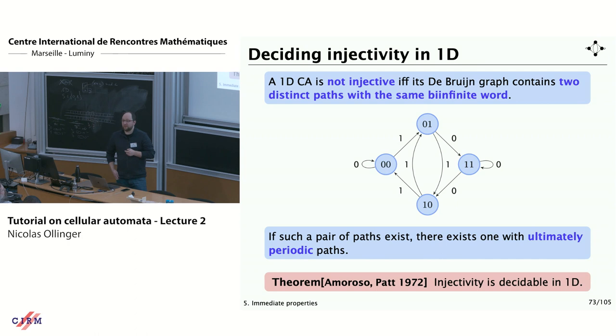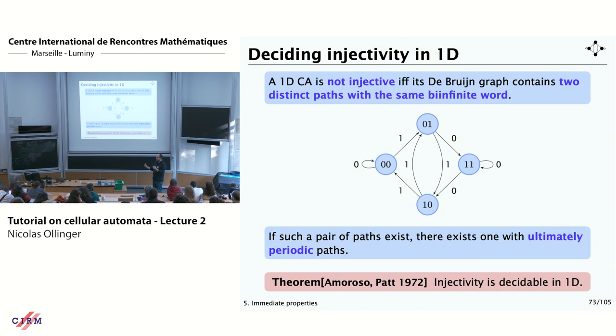So what about injectivity, then? What does it mean to be non-injective? It means that you have two different configurations which have the same image. So it means that there are two different bi-infinite paths inside my De Bruijn graph with the same labeling. But as we are in a finite automaton, if you have a pair of bi-infinite paths, you can always choose them so that on both sides they are periodic. You don't care if it's the same period on both sides, but so you have a cycle, then a finite part, then a cycle.